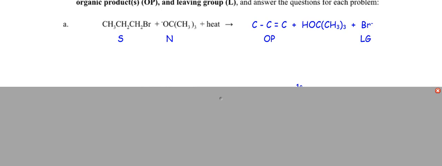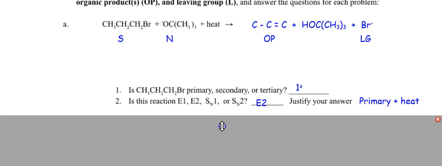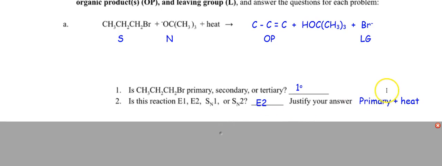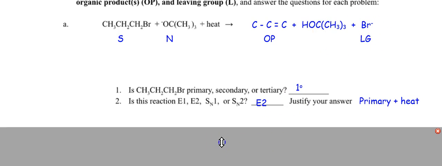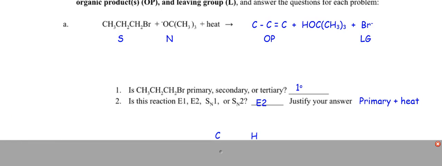Okay, so here we have our setup. The huge clue is we have heat, so automatically I knew it was an elimination type. This is a primary, therefore I knew it was an E2. So let's see here, I scrolled it down because it's primary and heat. So I knew I was going to make a double bond between the first and the second carbon over here. The hydrogen left and joined the nucleophile, and then here's my leaving group, okay?